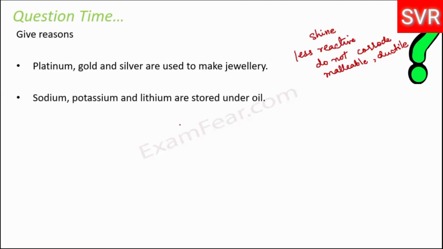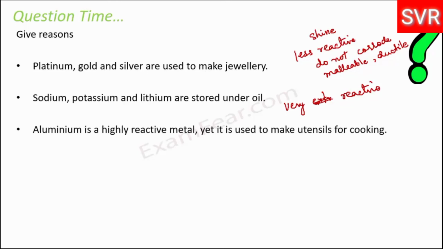Sodium, potassium and lithium are stored under oil, because sodium, potassium and lithium are very, very reactive. They are so very reactive that they react vigorously with air and with water, therefore they are stored in oil. Aluminium is a highly reactive metal, yet it is used to make utensils for cooking.